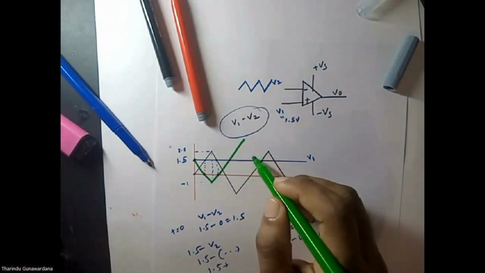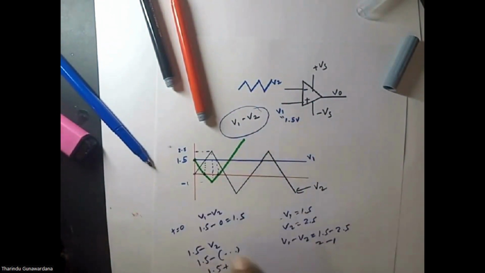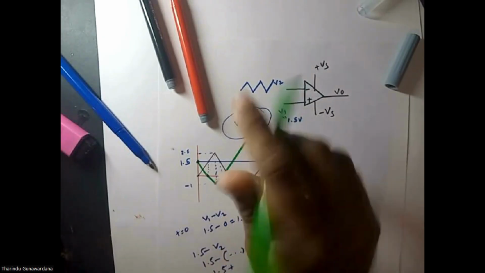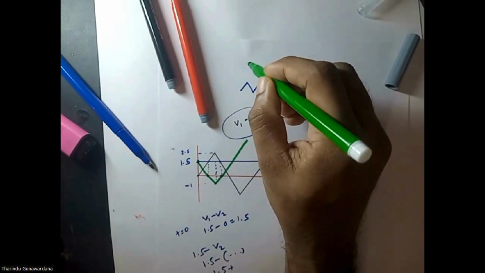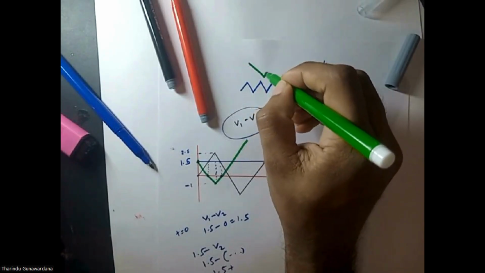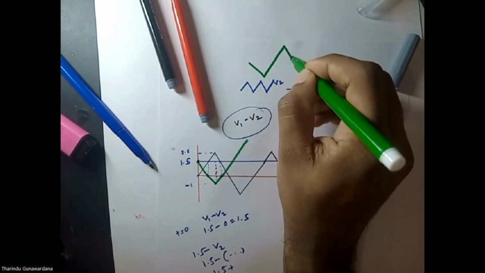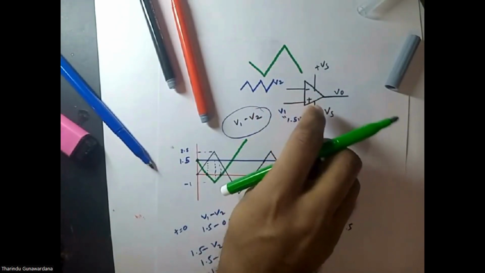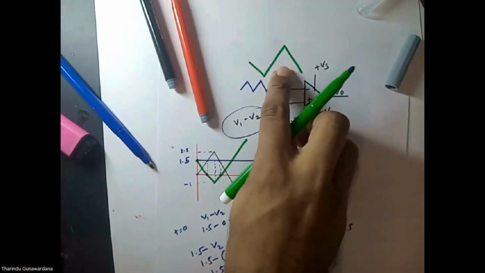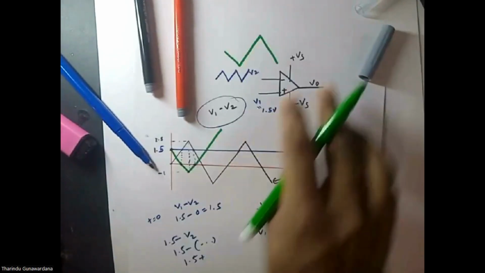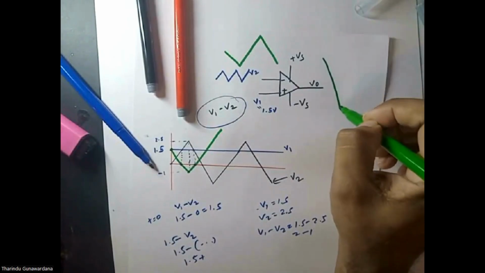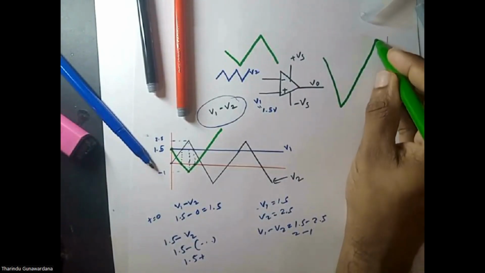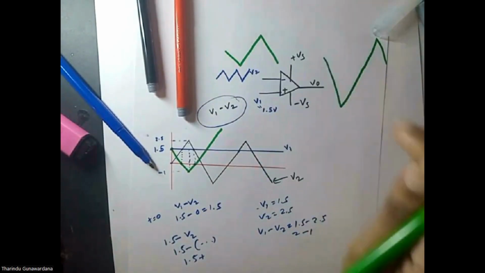And this is the differential input. Now, the differential input is like this. This is the input. This op-amp is going to amplify this differential input. Therefore, the output is like this. The output is an amplified version of this differential input.